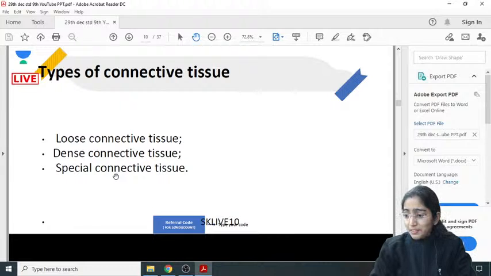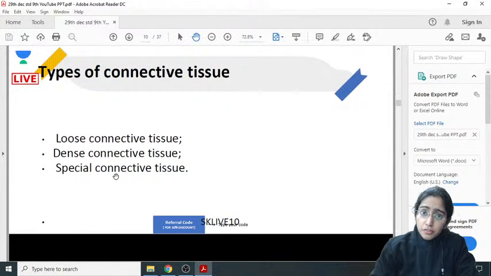Rajneesh, hi. Good evening. Okay. So when I talk about the types of connective tissue, the entire connective tissue has a broad classification. What is the classification of connective tissue? Loose connective tissue, dense connective tissue and special connective tissue. And on what basis has the classification been made? How these cells are arranged in the matrix basically. Okay. So this is the broad classification.